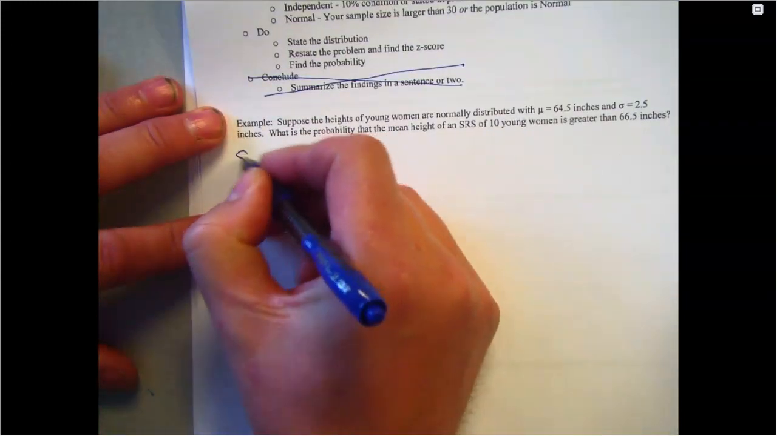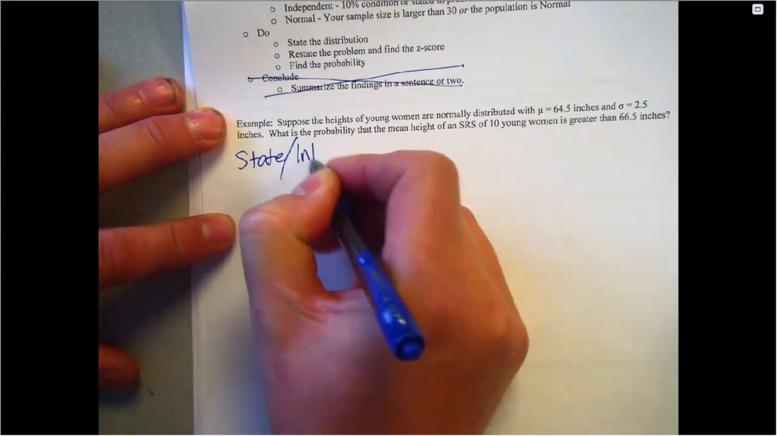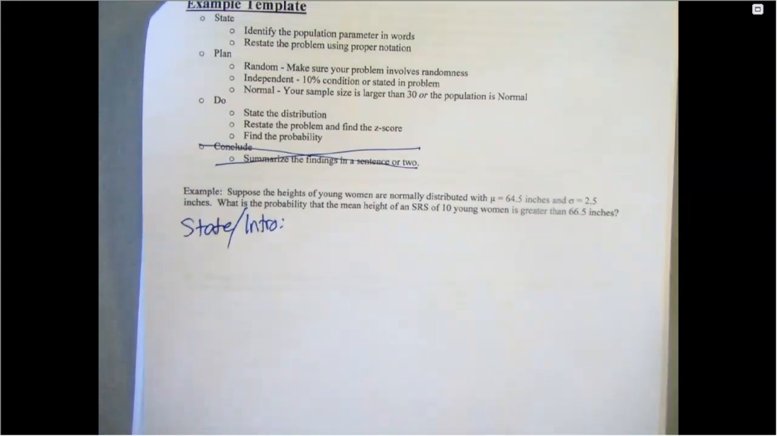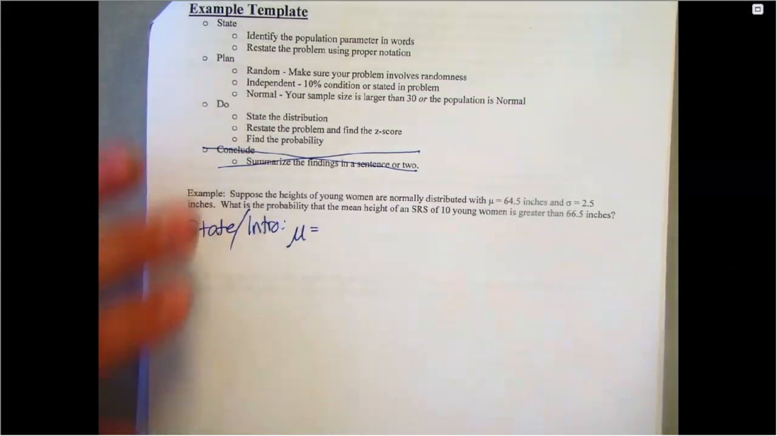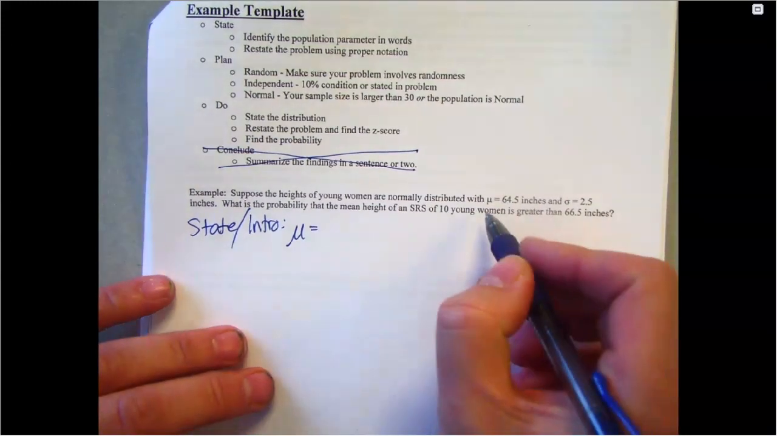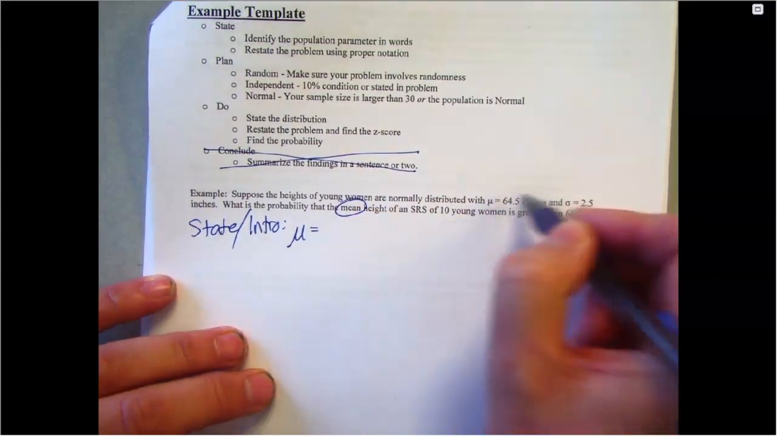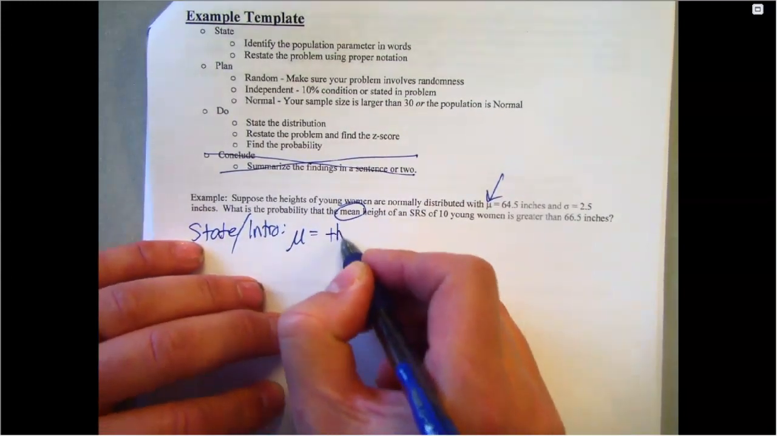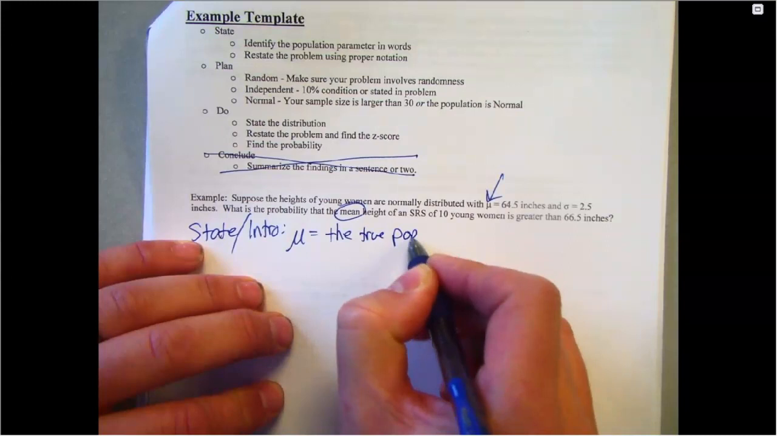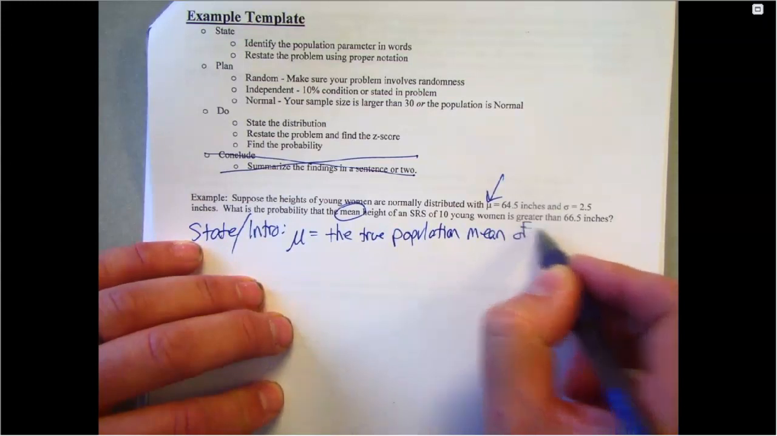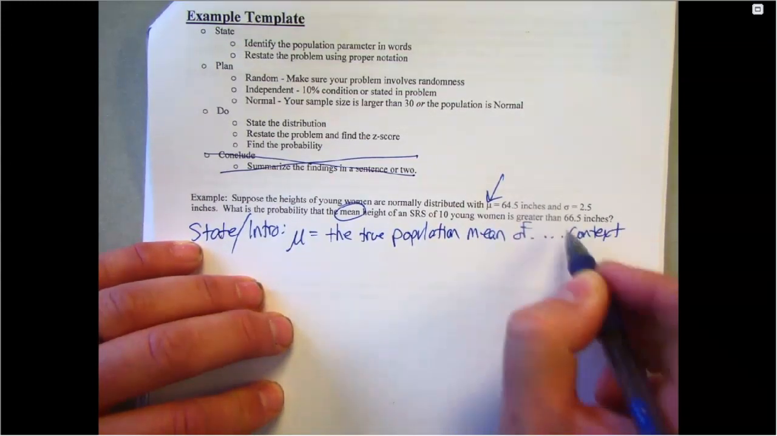Okay. So the first thing I'm going to do is state or intro. And I would say, so before, we said P equals the true population proportion of whatever. Well, now it's means, but I know it's means because they're giving me, it says mean, it's got that mu in it, that means mean. So I'm going to say mu is the true population mean of whatever. So put your context there.